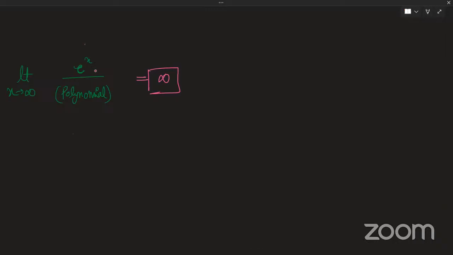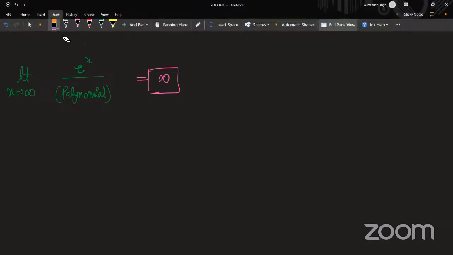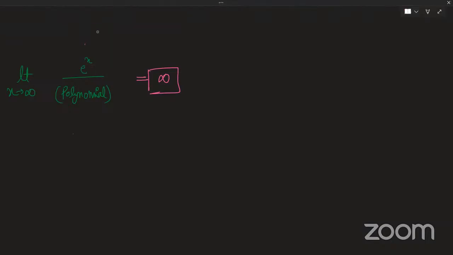Why will it always be infinity? What is the reason? E raised to x only. Yeah, because e raised to x is an exponential function, and as x tends to infinity, the derivative of e raised to x will remain e raised to x, and the polynomial will keep on getting one degree smaller, smaller, smaller.